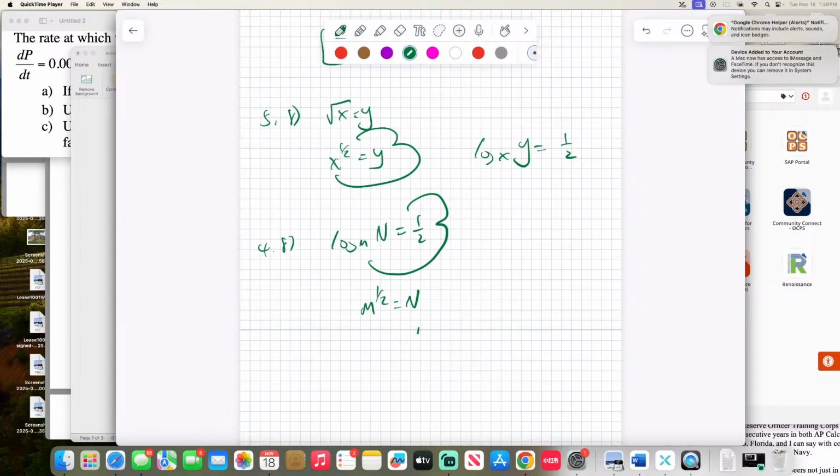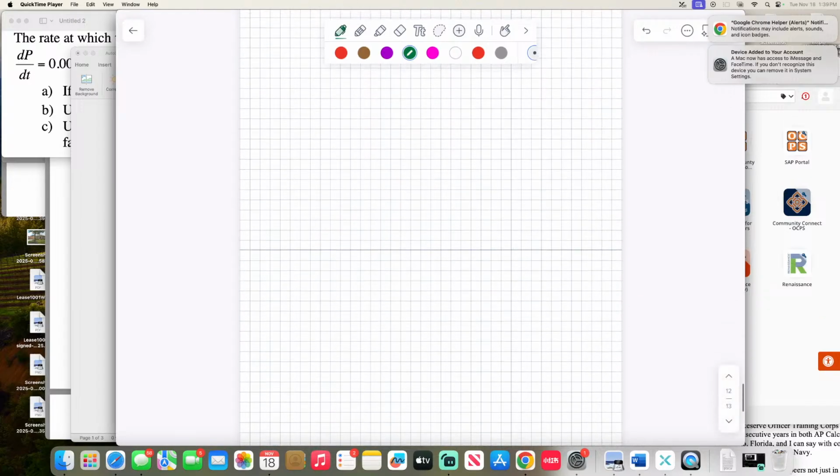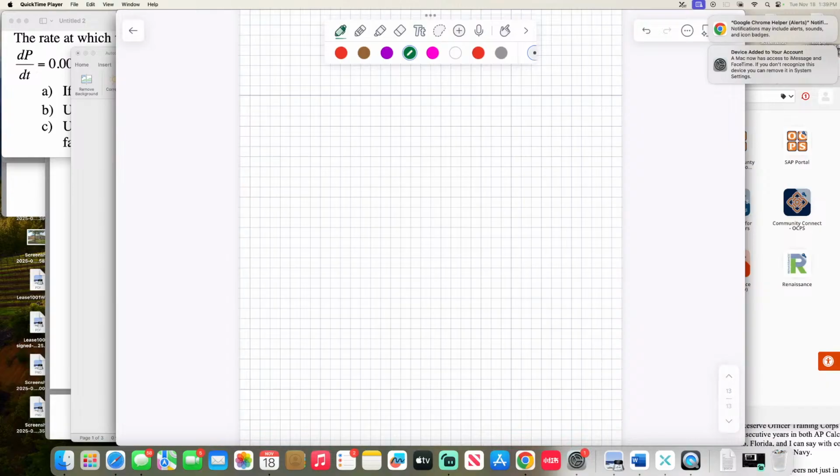But first of all, I'm gonna go to logarithm functions. I'm gonna go over extra properties in a second. One of the more difficult ones is log base b of b to the x is equal to x, and b to the log base b of x is also equal to x.